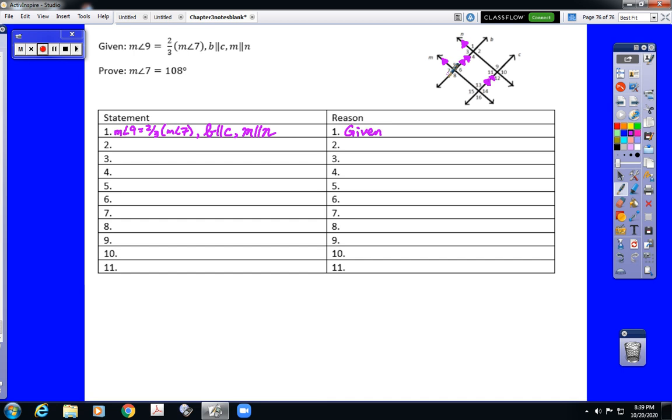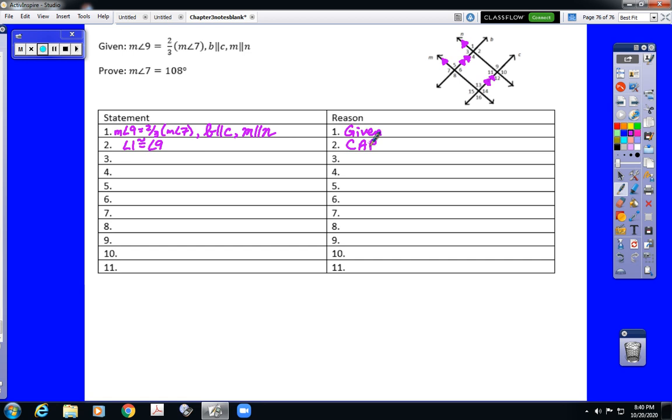Now what we need is an equation that relates the two angles in the given, 9 and 7. But 9 and 7 do not have a direct relationship. So our first step is going to be to establish a relationship between angle 7 and angle 9. So we need to find another angle in this picture that is related to both angle 7 and angle 9. Now when I look at that picture, what jumps out at me is that angle 1 and angle 9 are corresponding angles. So that's where I would start. I would say angle 1 is congruent to angle 9 because of the corresponding angle postulate.